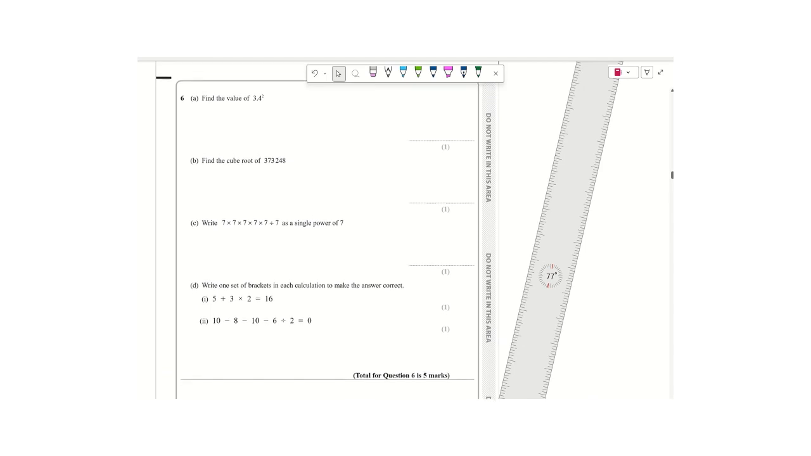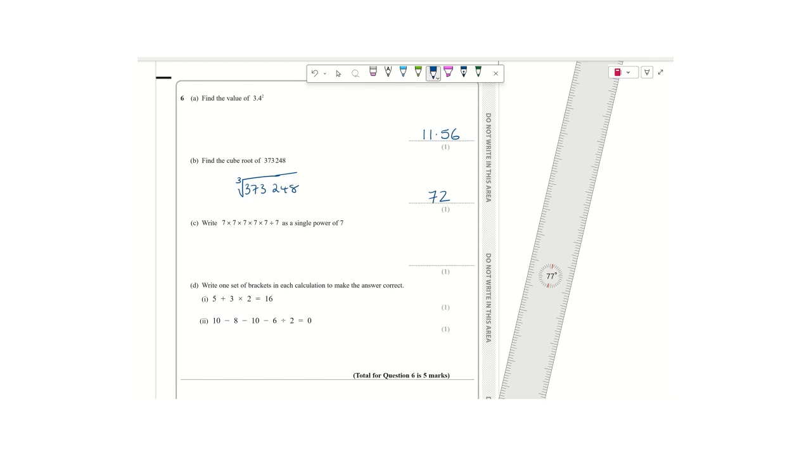So this first couple of questions here, you are literally going to use your calculator. So you're going to put 3.4 squared into your calculator, and you're going to get 11.56. Then the cube root is using that button, but you're just going to pop that into your calculator like that, because you're not going to know what it is otherwise. I certainly don't. And you get 72.